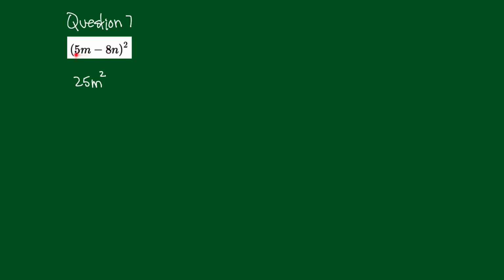Multiply these two together. Positive times negative is -40mn, or nm, mn, but you double it. So -80mn, and then square the last. -8n times -8n is +64n squared.